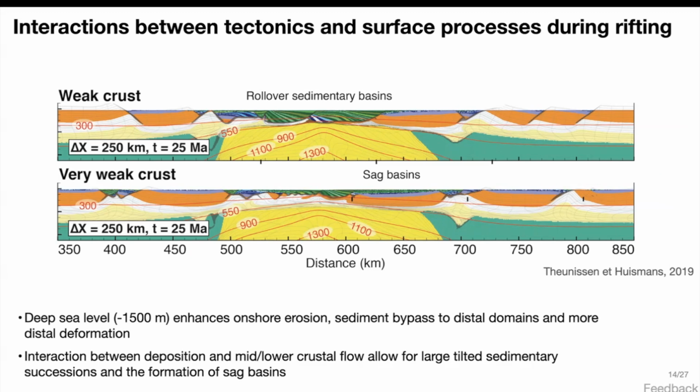So the only way in these specific models to bring sedimentation to the distal margin is to lower the base level. With a low base level, the sediment can bypass to the distal part and therefore create some interaction between deposition and deformation. In that case, we have interactions between tectonics and deposition, controlled by the lower crustal flow, which allow for this large tilted sedimentary succession and the formation of sag basins that we can see on the right.